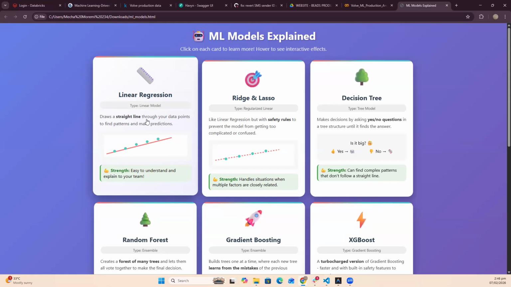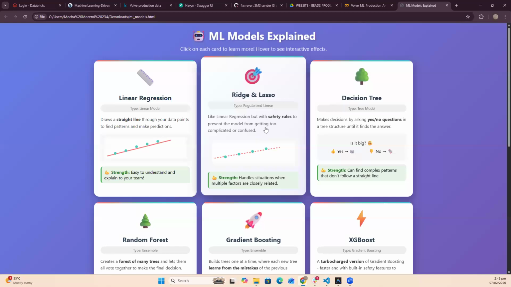It is simple, easy to use, and the next one has to do with ridge and lasso.